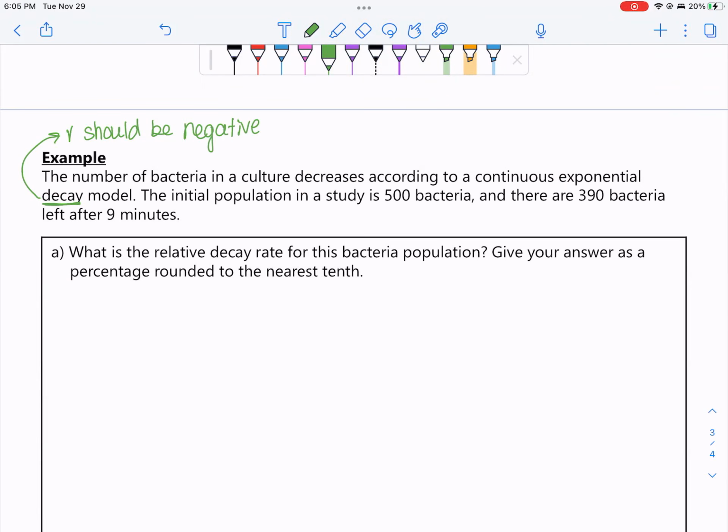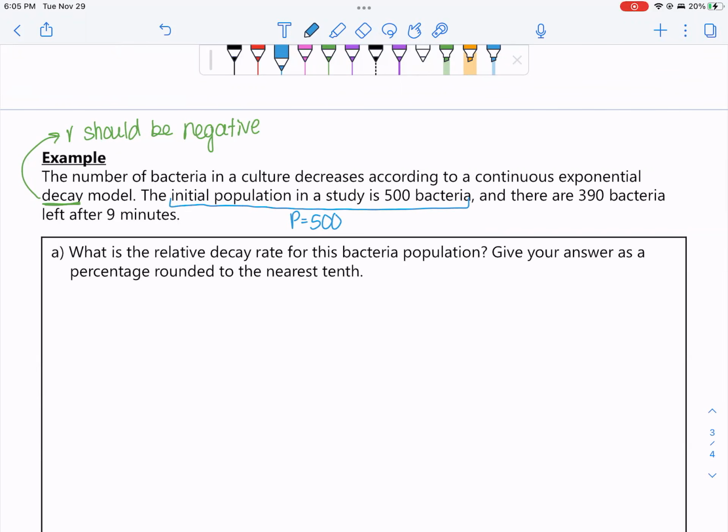The number of bacteria in a culture decreases according to a continuous exponential decay model. The initial population in a study is 500 bacteria. Initial population is 500 bacteria, so P is 500. And there are 390 bacteria left after 9 minutes.